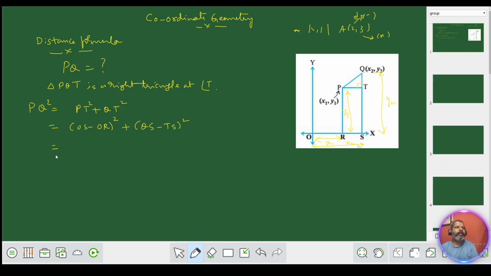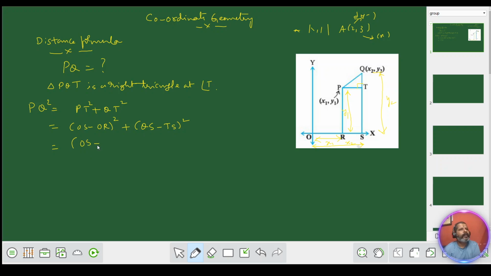Please understand here. PT is nothing but OT. OT is nothing but OS again, right? Because T and S are on the same line. So PT is OS minus OR. QT is nothing but QS minus TS. TS is nothing but PR.